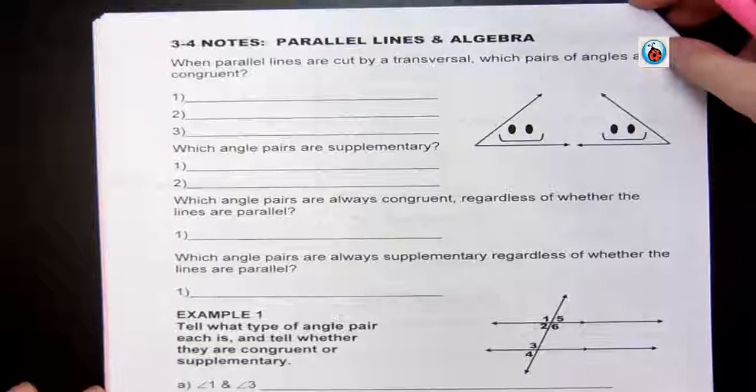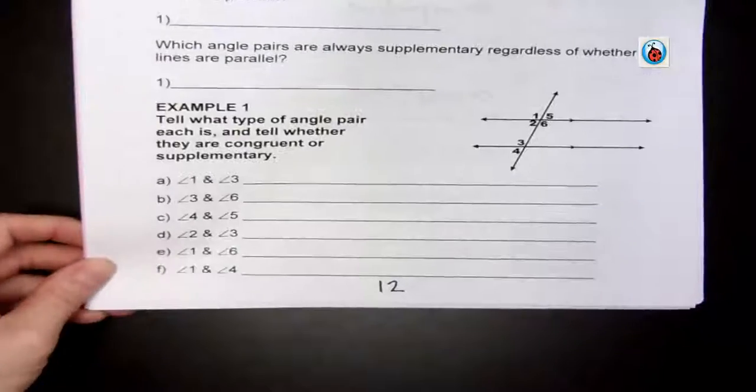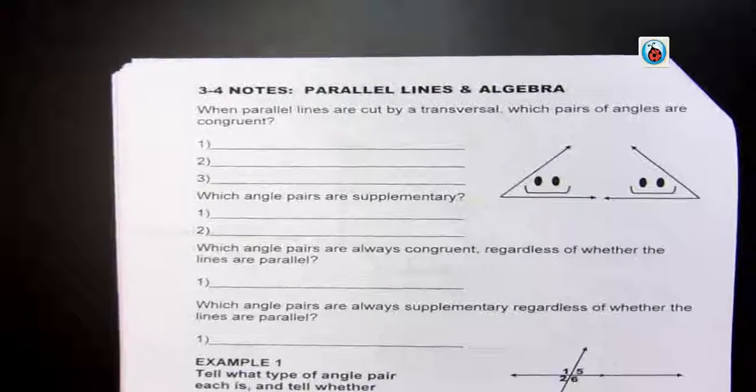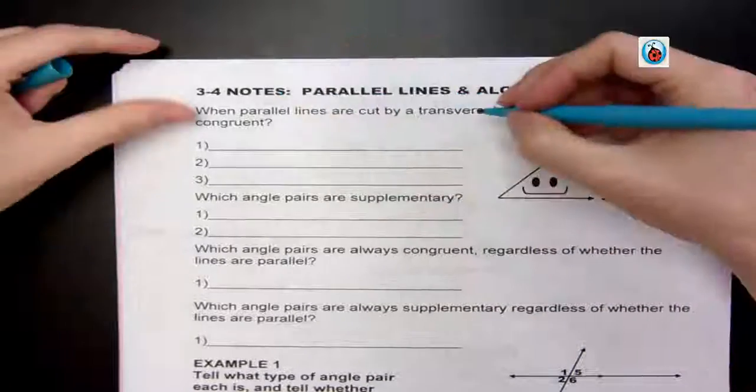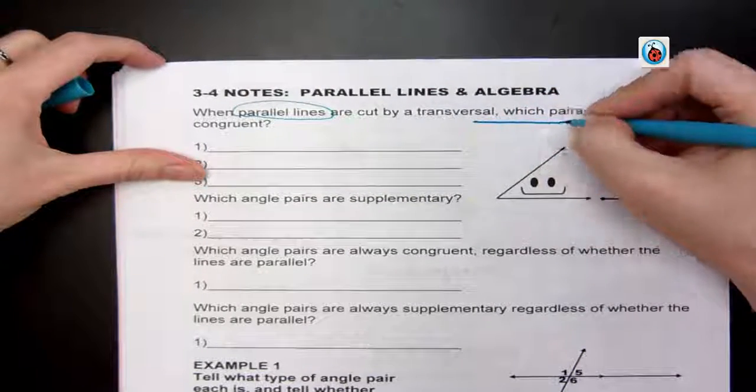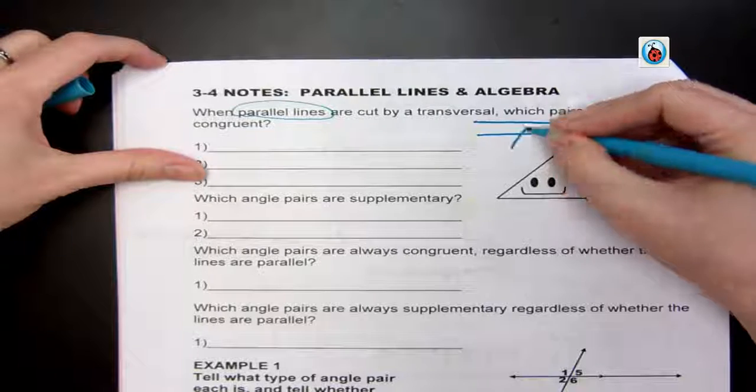Alright, we're in our notes 3-4 notes, which are on page 12 of your packet. And so now we're going over what happens when we have parallel lines and a transversal. Parallel lines mean they're exactly the same distance apart, remember, and the transversal goes across them. So it's going to look like this.